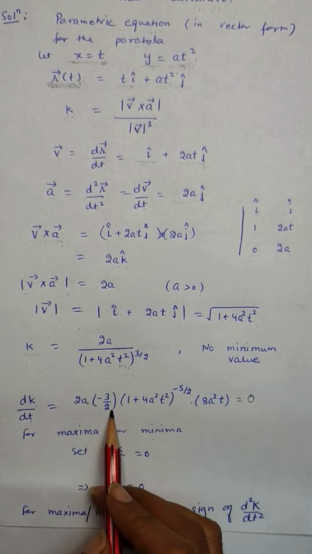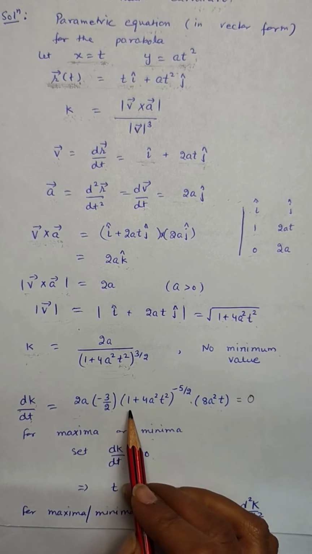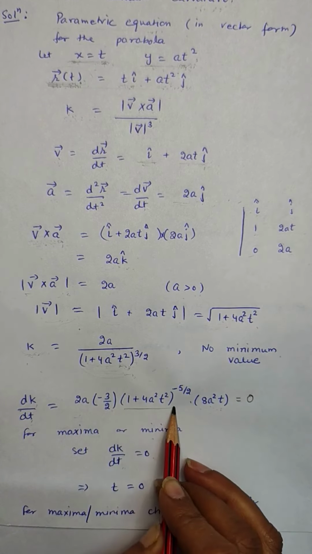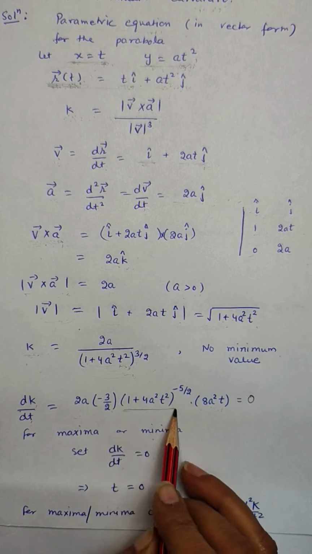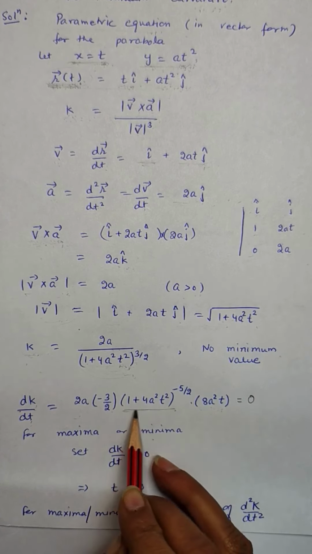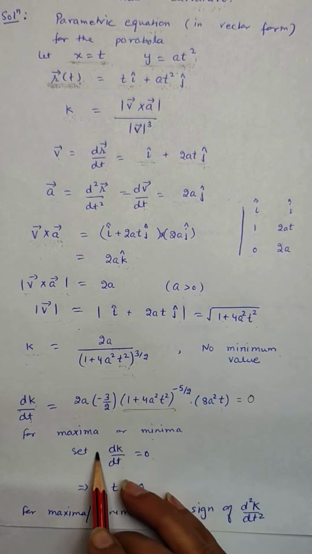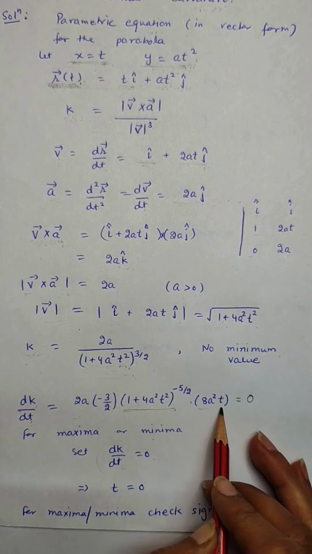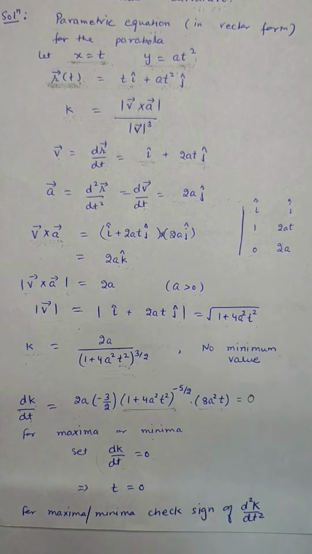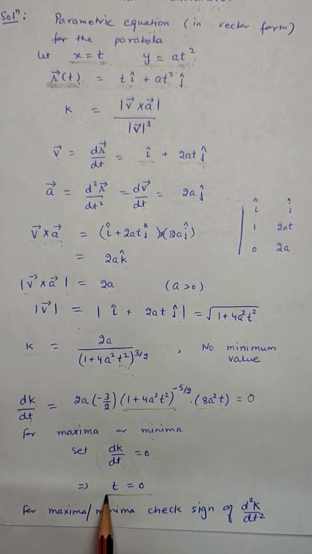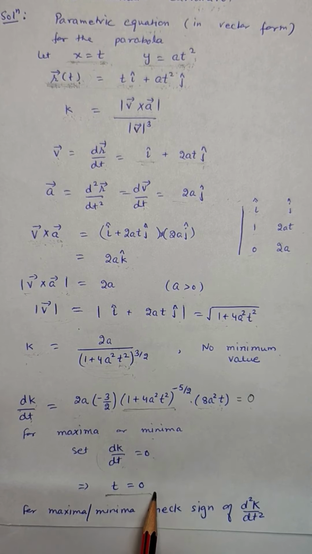What do we get? This is a constant, so it doesn't matter. Now 8a squared t is multiplied with this number. There is no value of t for which this number is 0 because we have 1 plus something positive. So it's never going to be 0. So basically this derivative of k with respect to t is 0 only when 8a squared t is equal to 0, and that happens when t is equal to 0. So if this function has maxima or minima, it occurs at the point t equal to 0.